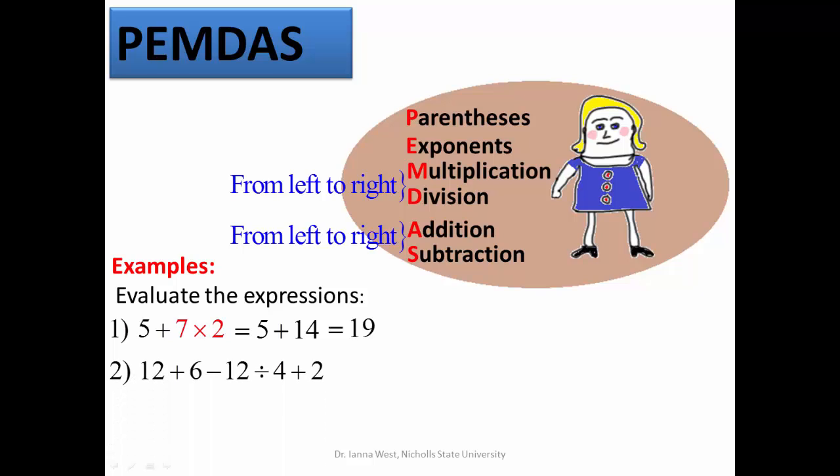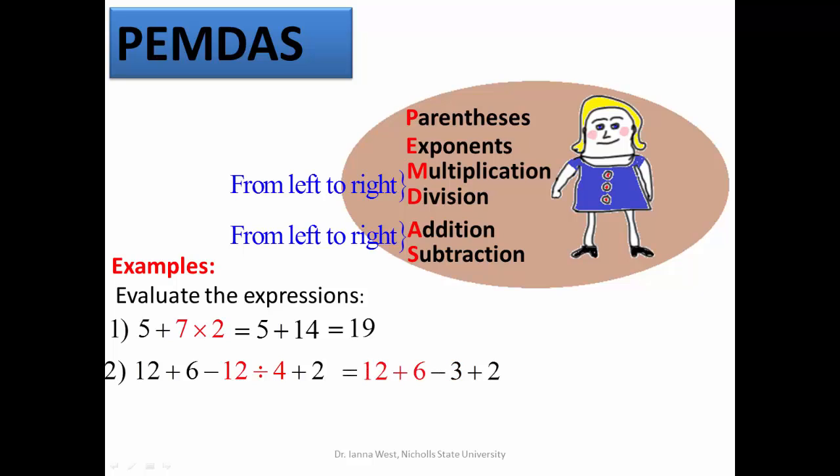In the second example, notice that the operations are division, addition, and subtraction. But we have to remember that division is performed before addition and subtraction. So we must divide 12 by 4, giving us 3 before we perform any other operation. Notice now that the only operations that are left are addition and subtraction, and according to the order of operations, these must be performed from left to right.